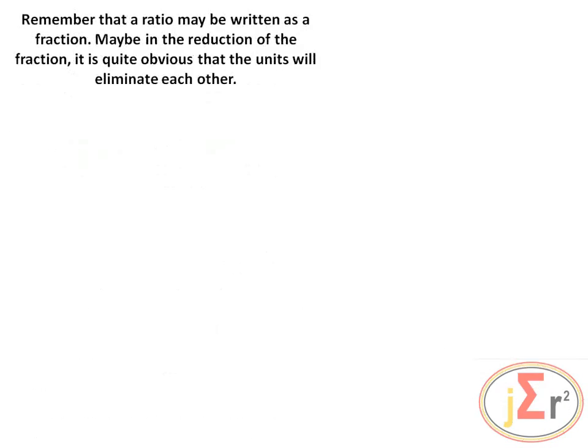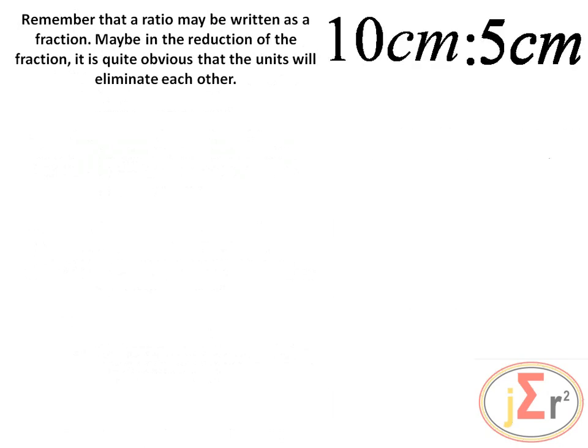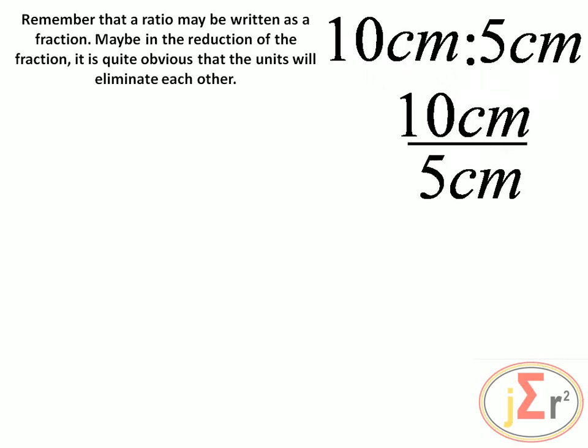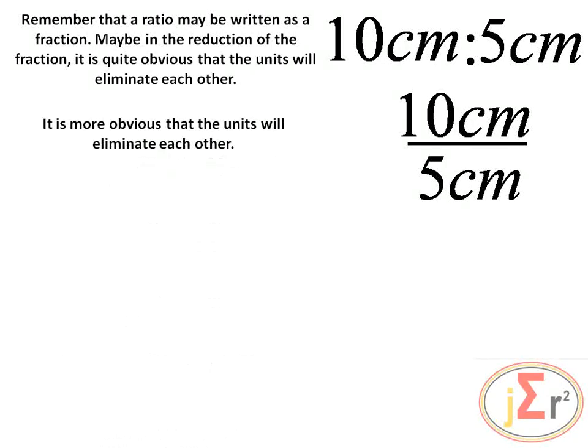Remember that a ratio may be written as a fraction. Maybe in the reduction of a fraction, it is more obvious that the units will eliminate each other. So we have a large ratio there on the screen, and what do we do? Since for some it might not be plain that we can actually eliminate the units, we may write this ratio as a fraction, and after we have done that, we reduce the fraction. It is more obvious that the units will eliminate each other.